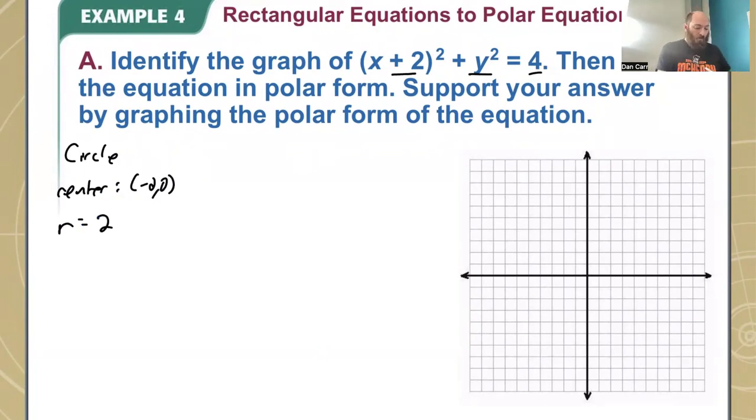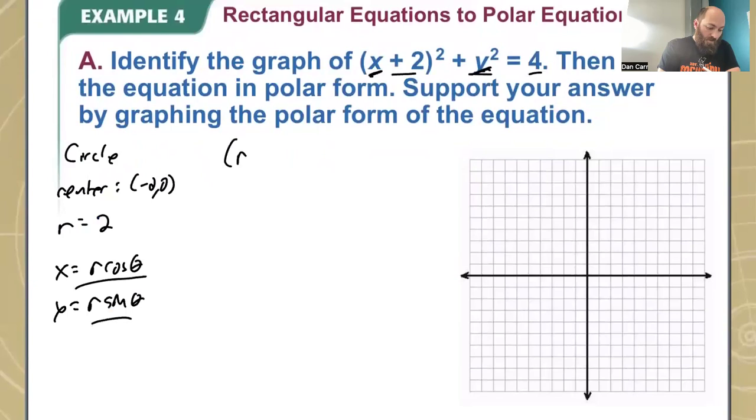Now remember, before, we established that x is always equal to r times the cosine of theta, and y is equal to r times the sine of theta. So if I look at my normal setup in this format, I can replace my x and my y with this. So that's how I'm going to get the polar equation. That'd be (r cosine theta + 2) squared plus (r sine theta) squared equals 4.